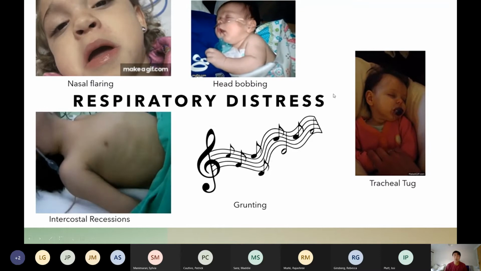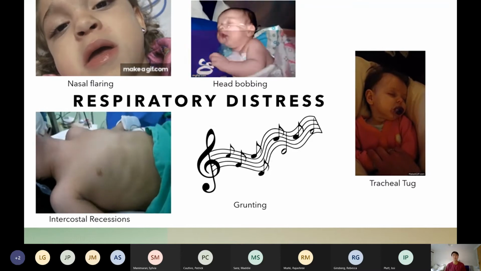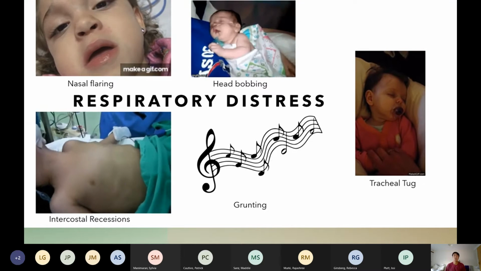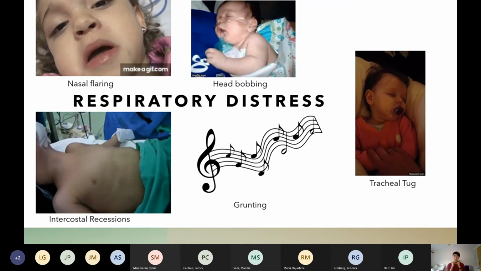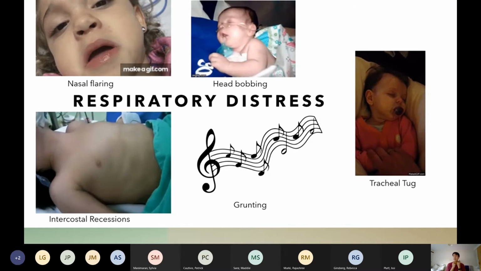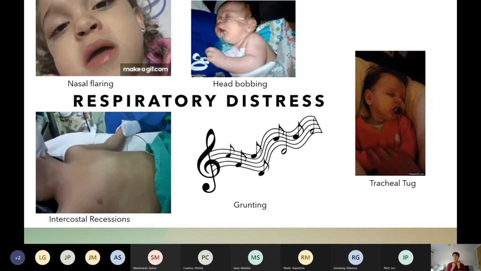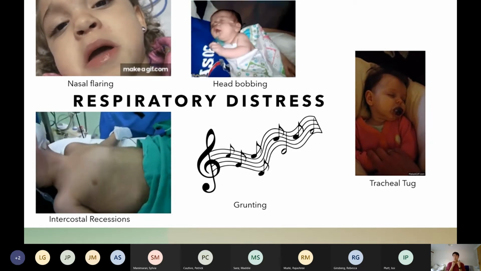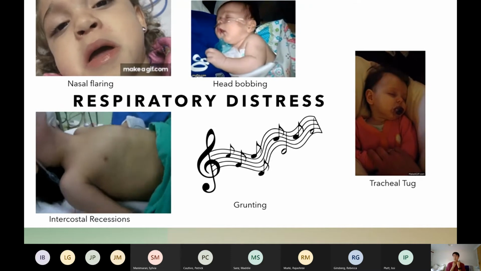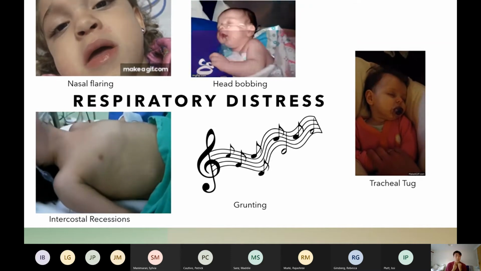So we've got nasal flaring. The one to the right of that is head bobbing. You can see the baby sort of doing that with its head. And the reason why is just like adults using our accessory muscles to help our lungs open up, babies do the same, except babies' necks aren't so rigid. So instead of it staying still and our lungs getting bigger, babies' heads are bobbing from the use of the sternocleidomastoids and the scalenes. Okay.